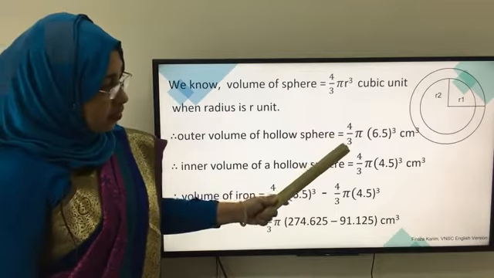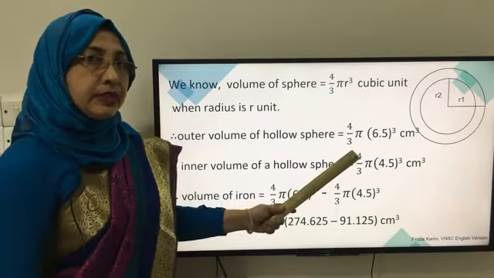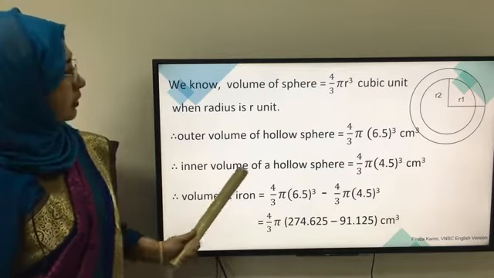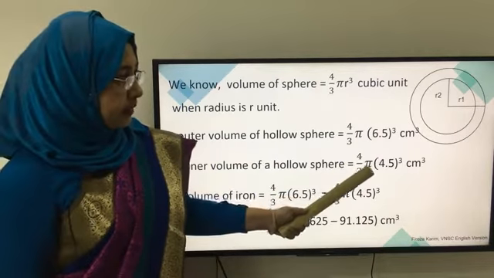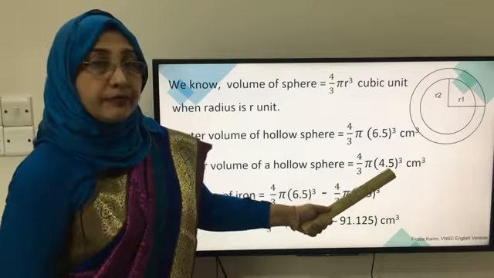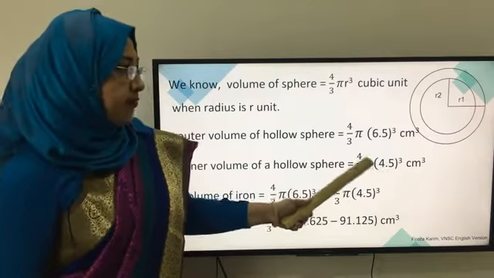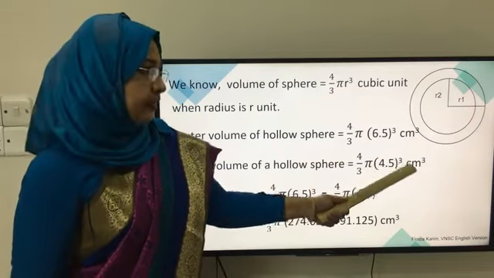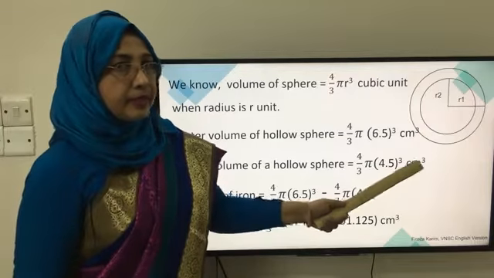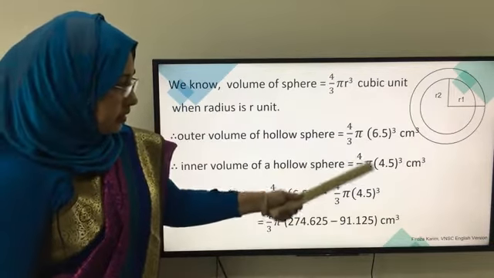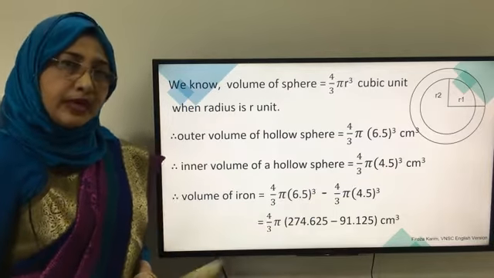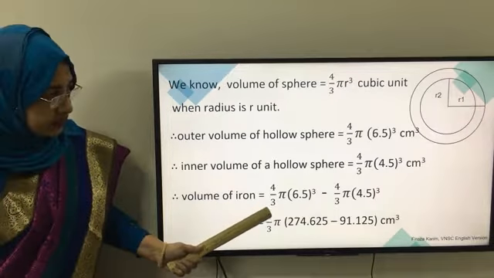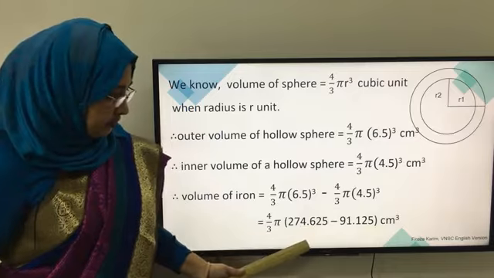See girls, I am not finishing my calculation. We will do it later. Let it be in this form. Now the inner volume of the hollow sphere will be 4 by 3 pi, where 4.5 is the inner radius. So the volume will be 4 by 3 into pi into 4.5 to the power 3 cubic centimeter. And the difference of these two volumes will be the volume of the iron contained in it. So we can write volume of iron equals the difference of these two volumes.